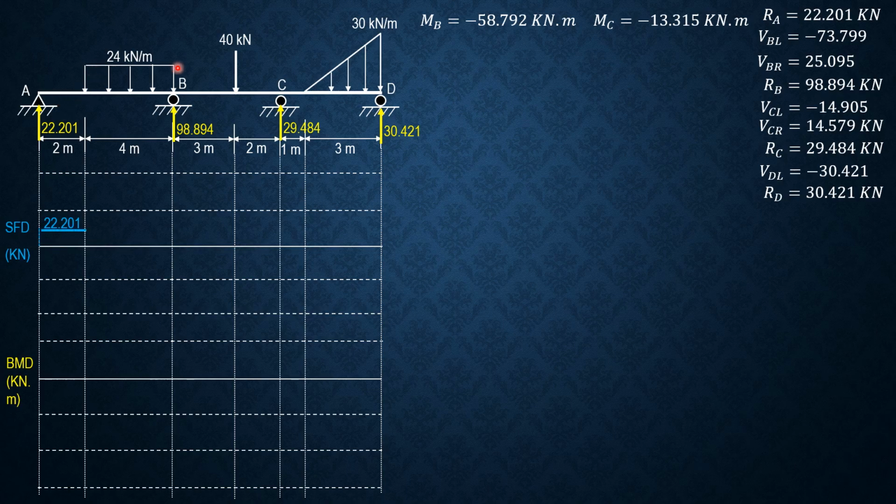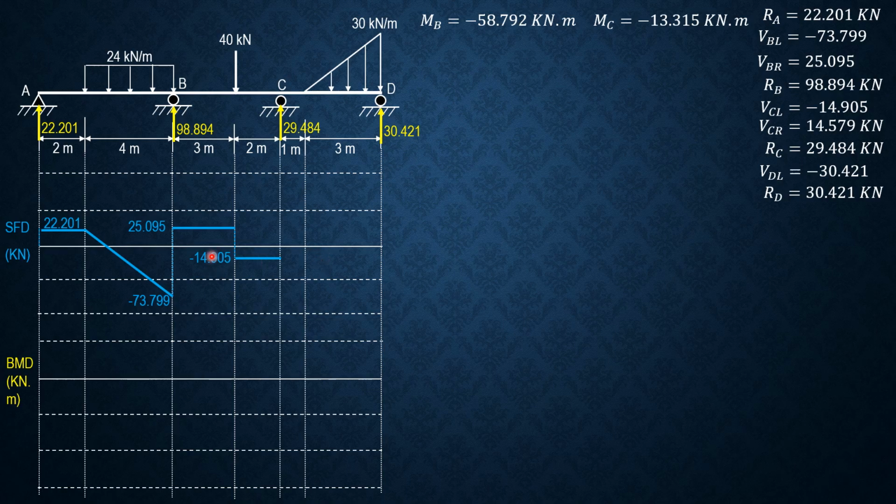Then minus 24 times 4, it goes down. The ordinate here is negative 73.799, which is the shear at B just to the left. You check it. Then plus 98.894, you'll get 25.095, shear at B just to the right. Then constant up to the load. Minus 40, 25.095 minus 40 is negative 14.905, constant up to just to the left of C.